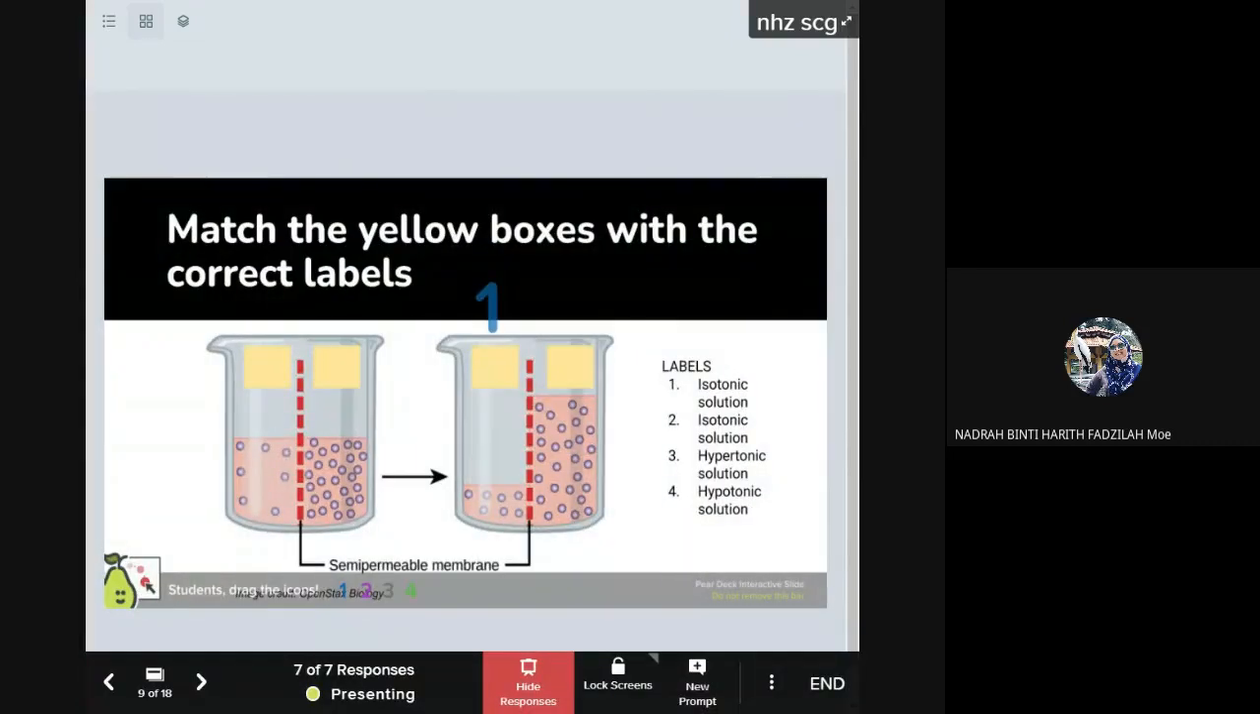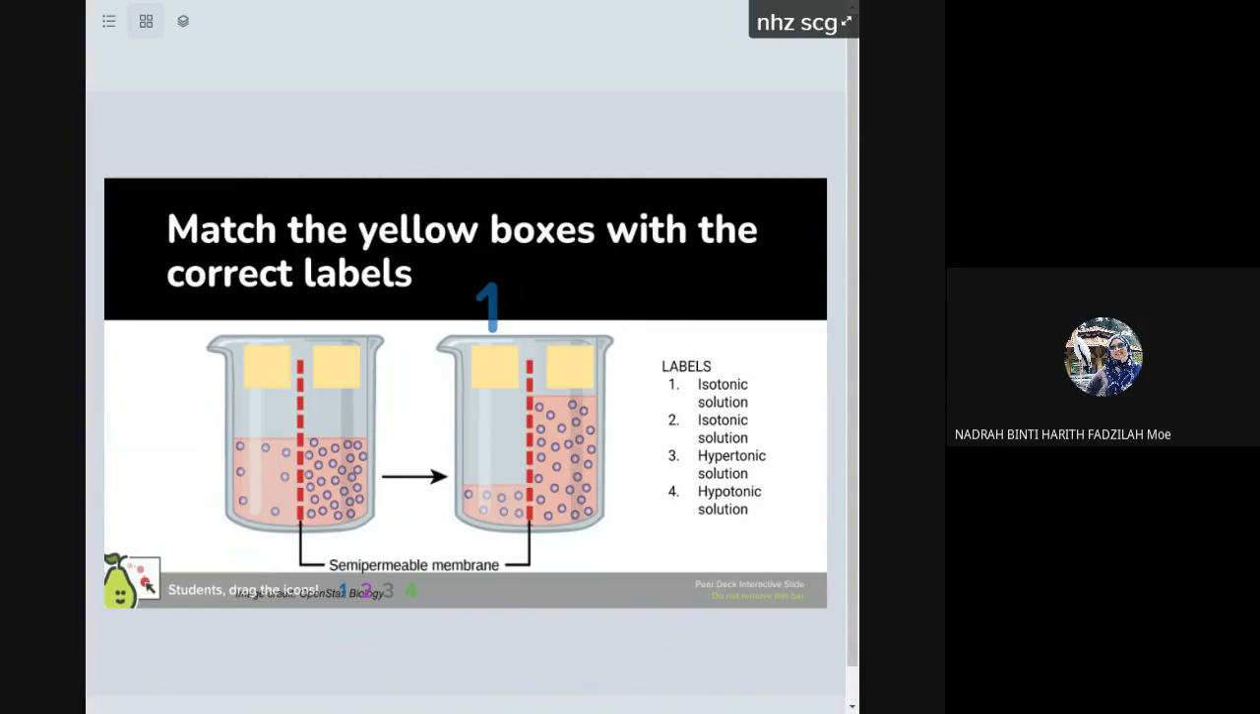Okay anak-anak, dalam Google Meet sekarang saya tunjukkan ya macam mana kita nak bincangkan part ni. First of all, kita tengok term number 3 first ya. Saya nak tunjuk term number 3 first.